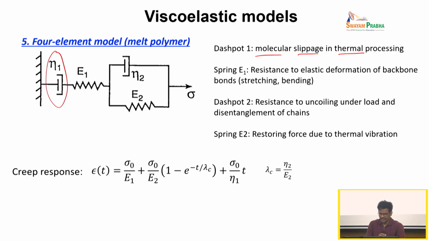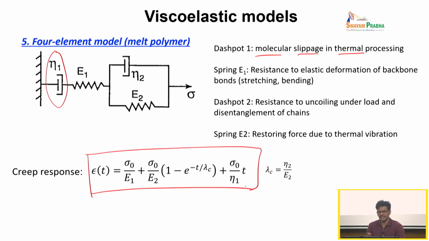In this case, the response of this model for a creep test would be given by this equation. The way we derive this equation is, again, for the given 4-parameter model, we write the stress-strain relationship, and you get a differential equation. Then you integrate this equation for a constant stress condition, and you will get this creep response.